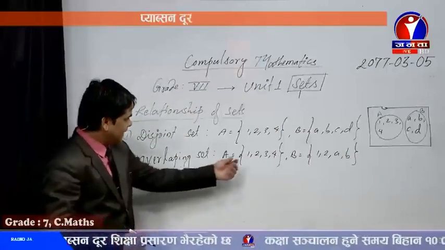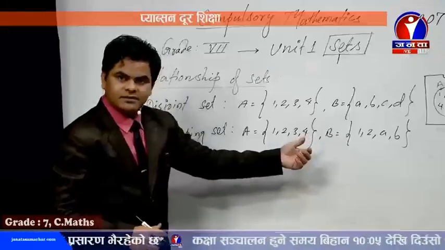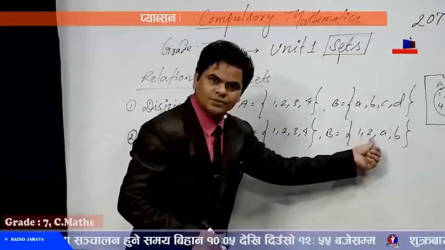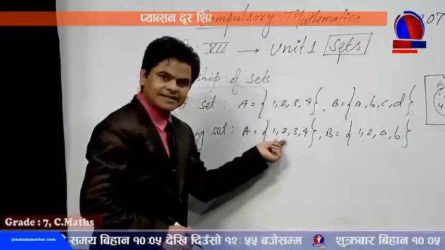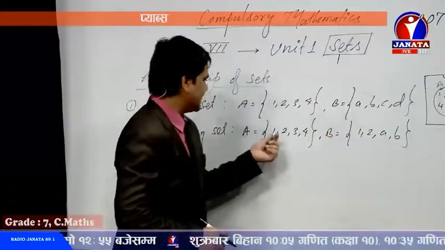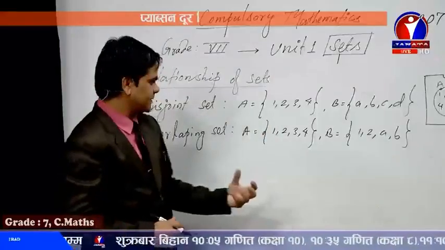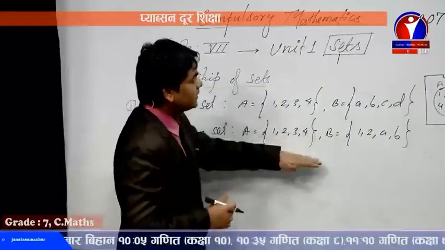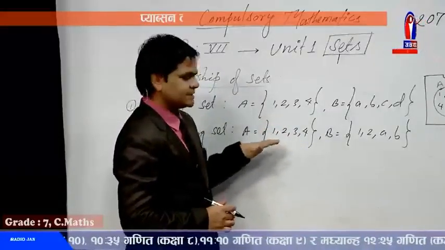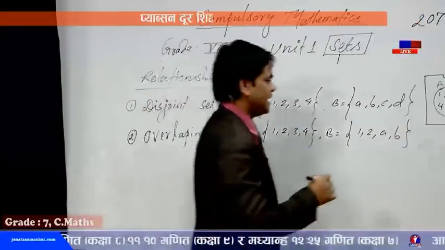If so, did you see here, dear students, 1 and 2? 1 and 2. There is similarity. That means there are common elements between the two sets. So if we need to represent this information by using a Venn diagram, what happens? Let's see.